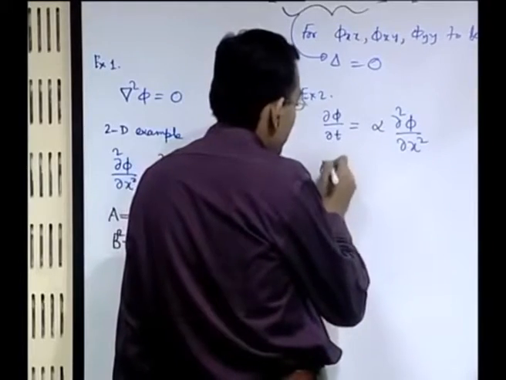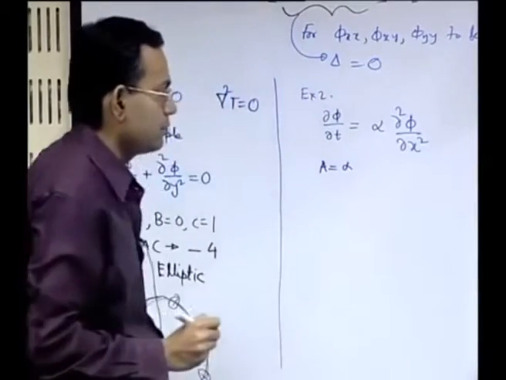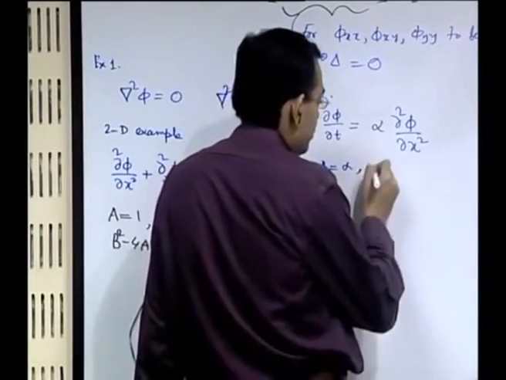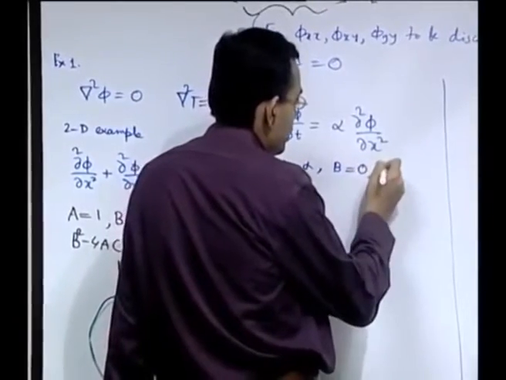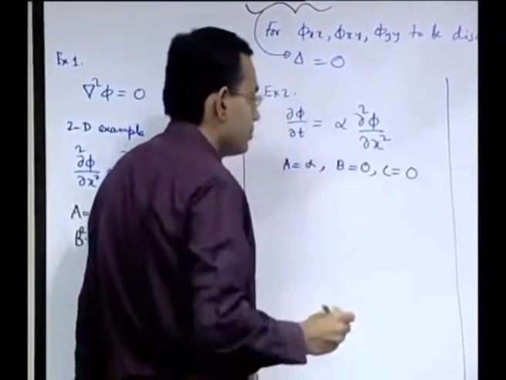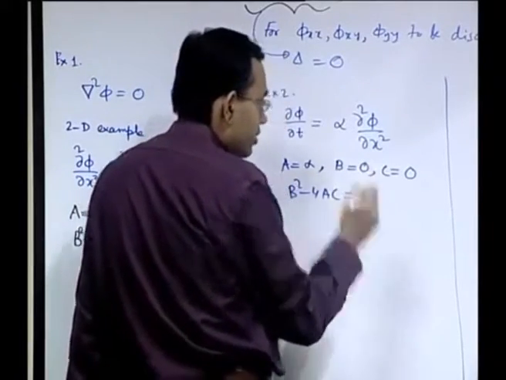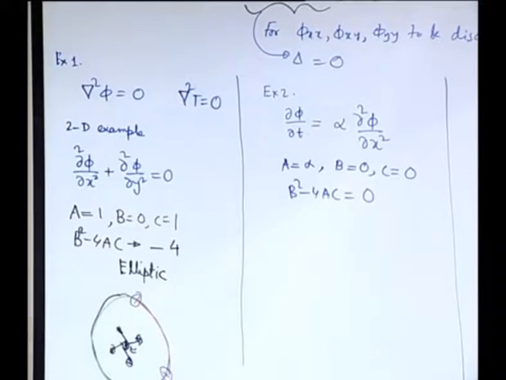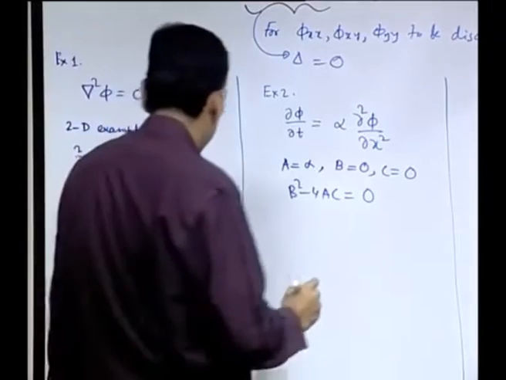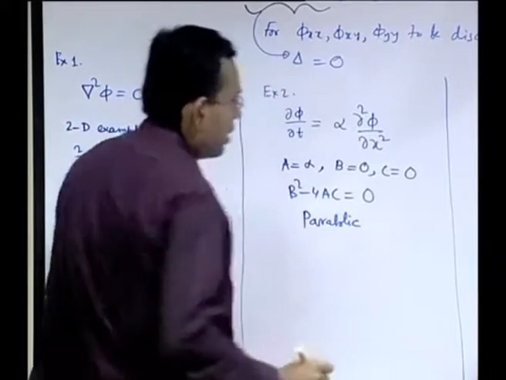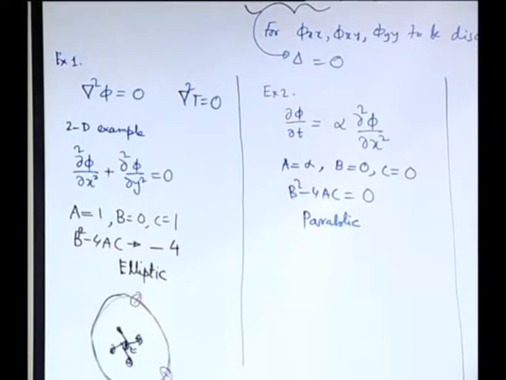So A is equal to alpha, B is equal to 0, C is equal to 0. So B square minus 4AC equal to 0. So it has only one real characteristic, that means it is parabolic. Again the question comes, so what? So what does it physically signify?